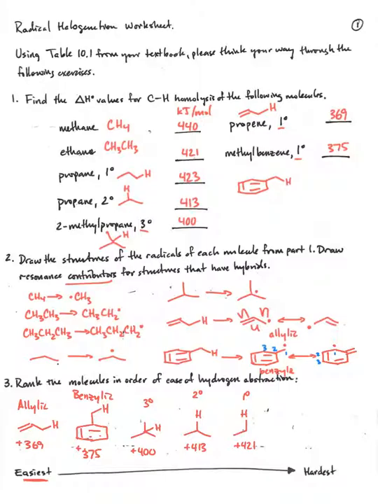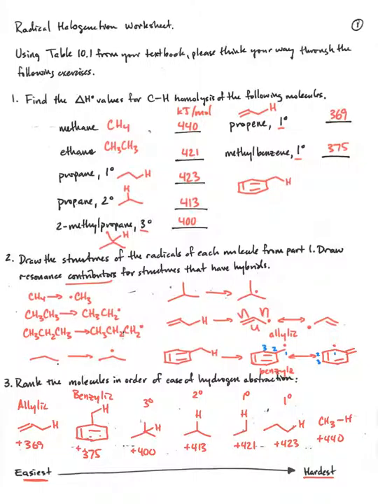Then the primary hydrogen of propane, which was 423. And then the CH bond of methane, which was 440. So really what we're looking at is a trend from easiest to hardest of cleaving the CH bond homolytically.